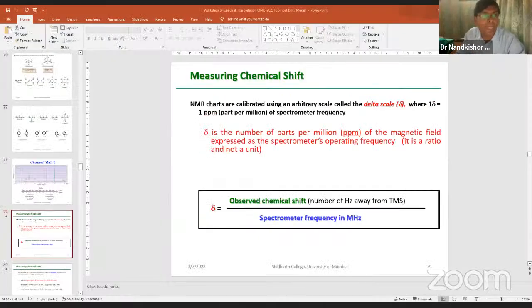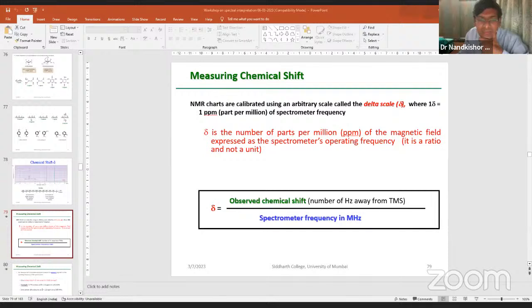What exactly is delta? The observed frequency, and suppose 300 megahertz is the instrumental frequency. The scale actual will be 300, 600 hertz, so this is in hertz. The instrumental frequency is 300 megahertz, that means 10 to the power 6. And we have to convert delta into parts per million, so we multiply by 10 to the power 6. Now the 10 to the power 6 will cancel. So 300 hertz means 1 delta. This will be the straightaway equation.